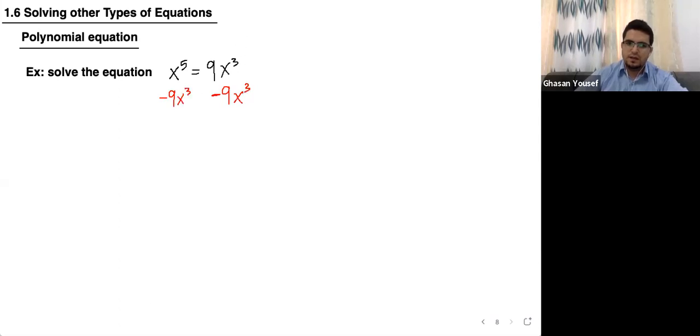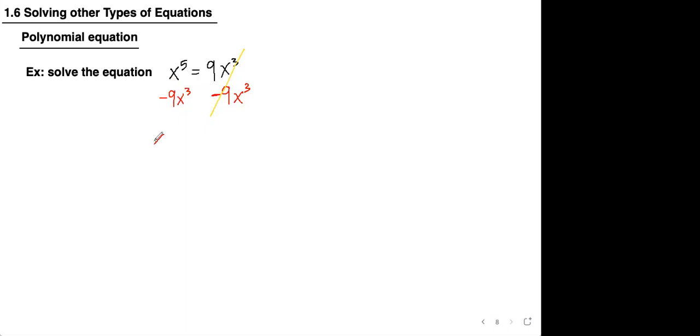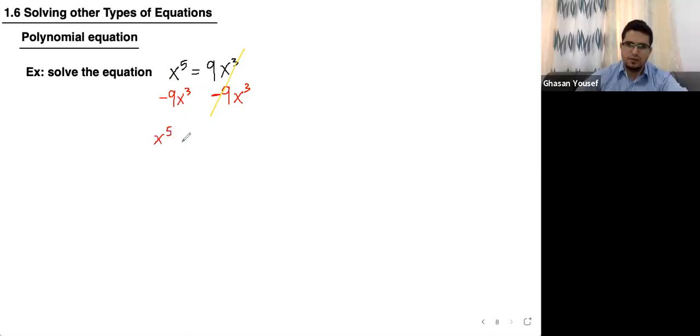So this will cancel out here, because 9x cubed minus 9x cubed gives 0. Now here I can get x to the power 5 minus 9x to the power 3 equals 0. What is the next step?